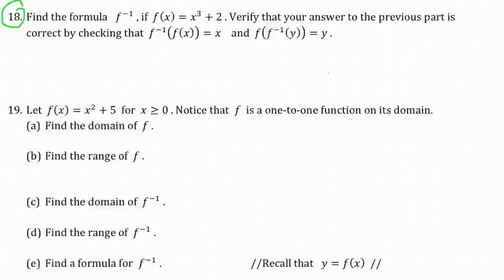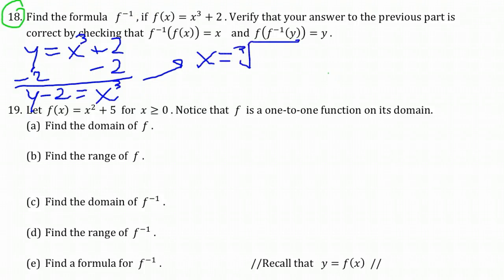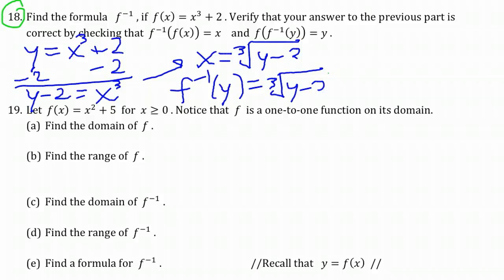Okay, so to find the formula, we do the usual. We set y equal to f of x, or y equal to the formula defining f. So we set y equal to x cubed plus 2. We're going to subtract 2 from each side, isolate the x term. There's only one of them in this case. y minus 2 is equal to x cubed, and then take the cube root of both sides to solve for x. With an even exponent you get a plus or minus, but with an odd exponent or an odd nth root, you just get one solution. So our formula for our inverse is the cube root of y minus 2.